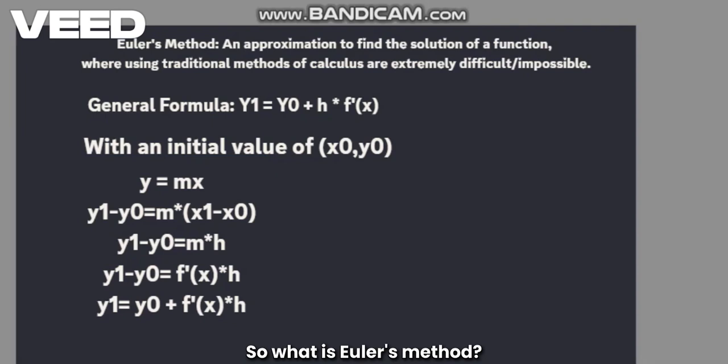So, what is Euler's method? It is an estimate for the solution of a function where it's really hard to find the exact solution, so we approximate it instead. So how does the formula work? The general formula is as follows: y1 equals y0 plus the product of h and f prime x. Our h here is the step size, or the increment along the x-axis, and our f prime x is the derivative of x. So how is the formula derived?